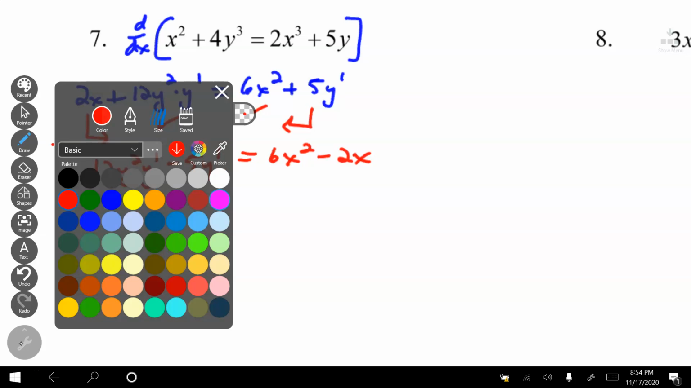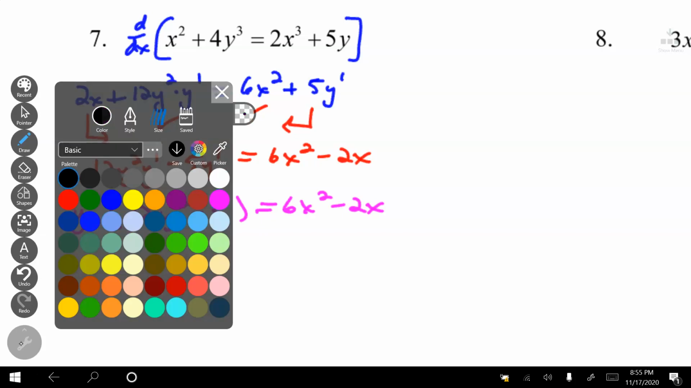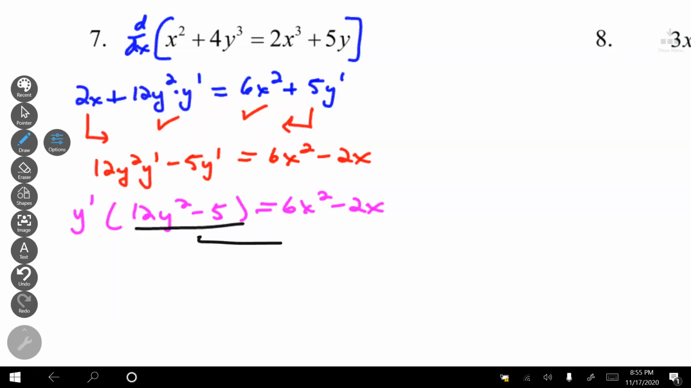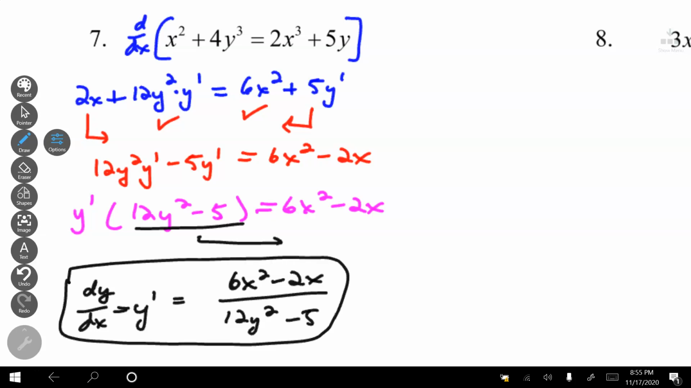And then I decide I can factor out a y prime, 12y squared minus 5 is equal to 6x squared minus 2x. And then I could divide by all this. So I get my dy over dx, or my y prime, is equal to 6x squared minus 2x over 12y squared minus 5. That's that derivative. Okay? It's just reorganizing things.